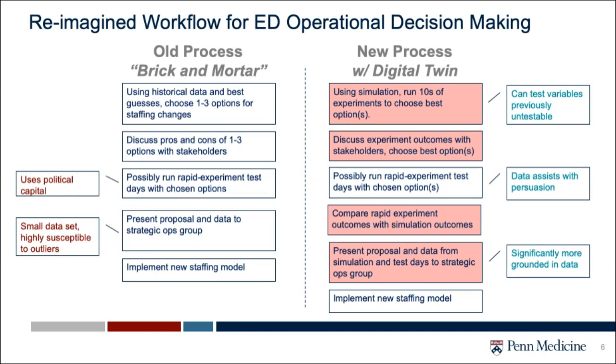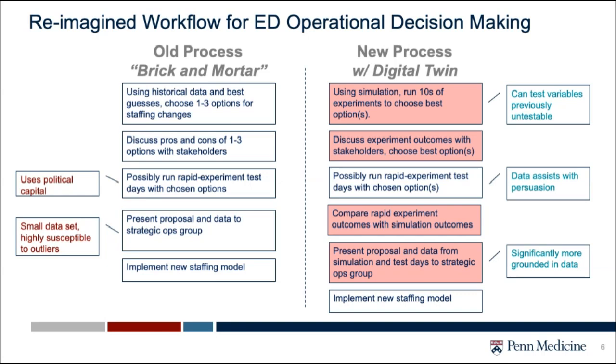But you're then presenting a small data set which is highly susceptible to outliers. If you run something for 2 to 3 days, you might get one day where something unusual happens, and so it's very hard to think of this as a representative set of data. And then the new staffing model would be implemented.